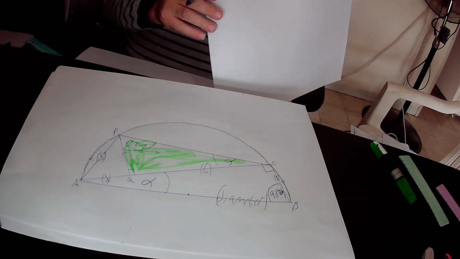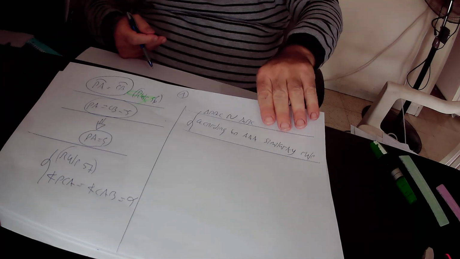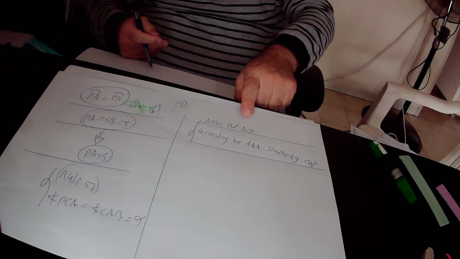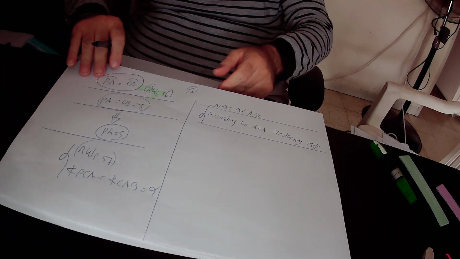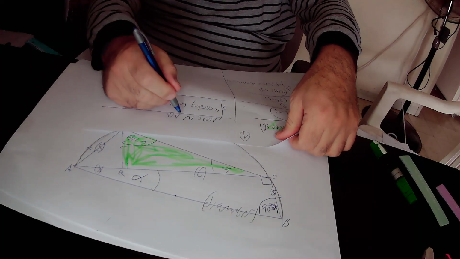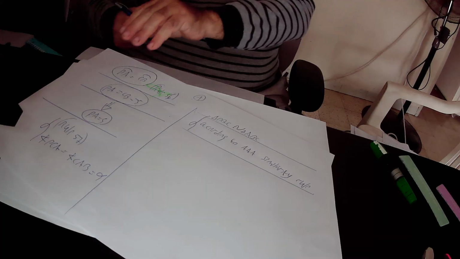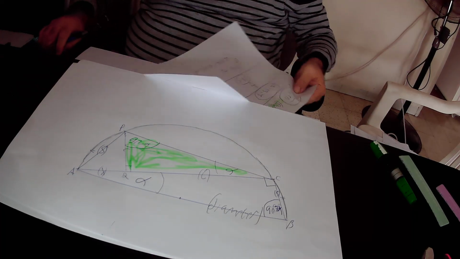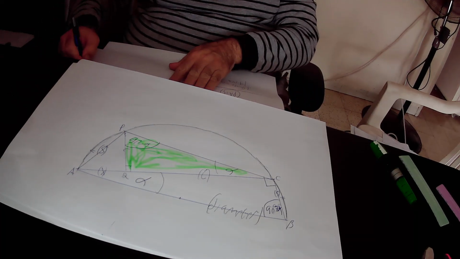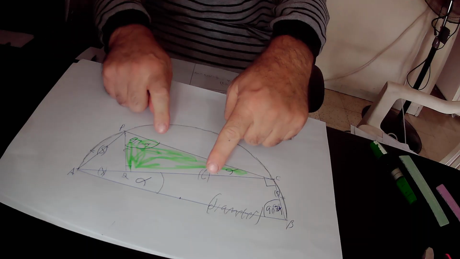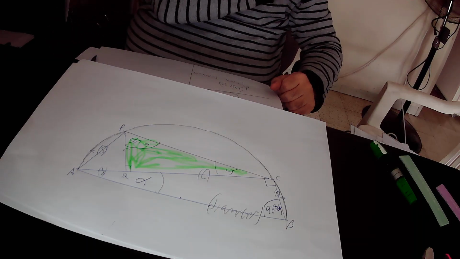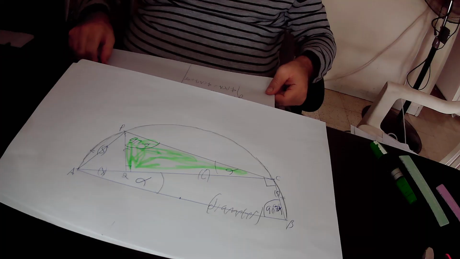Repeat again. The right upper triangle PQC is similar to the right lower triangle ABC according to the angle similarity rule. And from the fact that those two right triangles are similar to each other, we will derive that the following relationship exists between their sides.